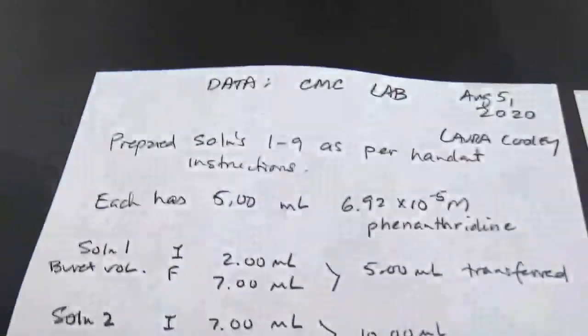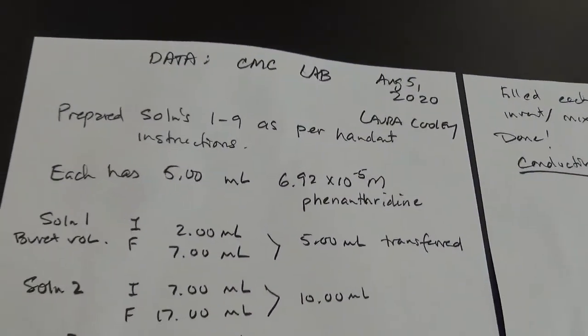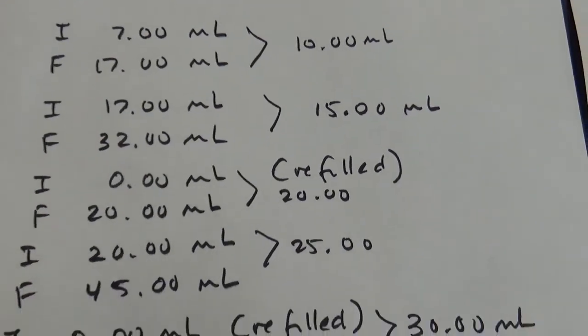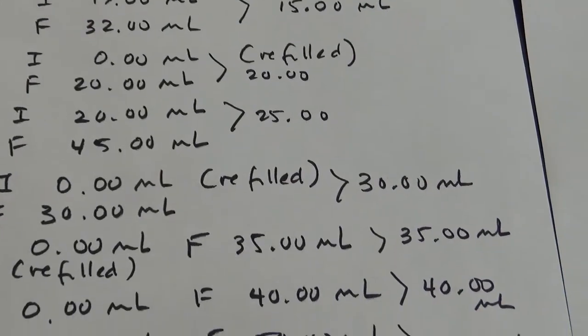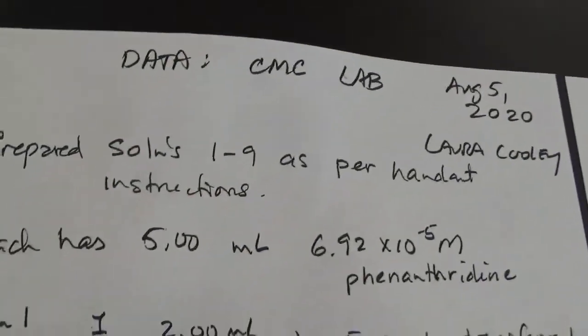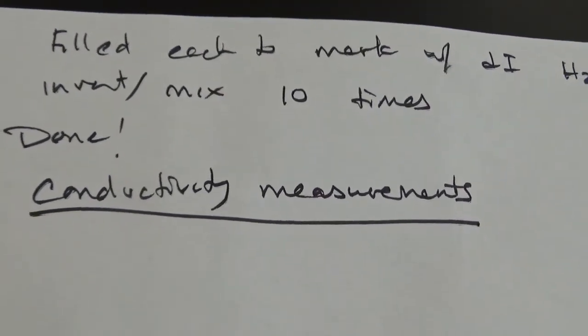Okay. I recorded some data, so here I have basically what I did, prepared the solutions, and then what my initial and final volumes were, when I transferred the correct amount of the CTAB solution. And I also mentioned on the top that 5 milliliters of the phenanthridine was put in each one. And now I'm going to prepare to do some conductivity measurements.